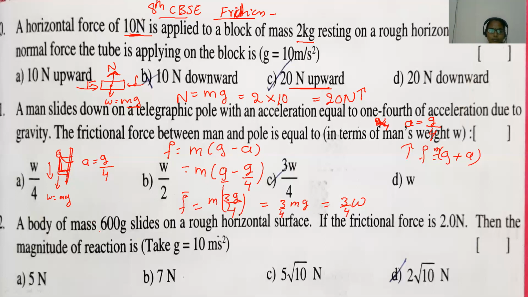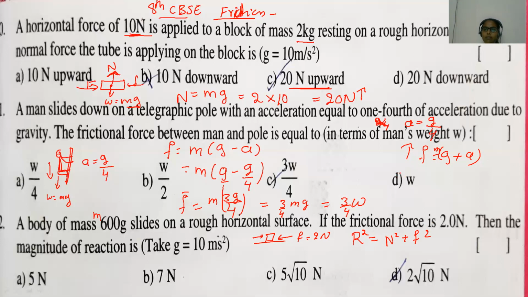Okay, next question. A body of mass 600 grams slides on a rough horizontal surface. Just imagine a horizontal surface, one block is there, just sliding. Frictional force, how much, children? Small f is 2 newtons. This is the mass of the block. Then the magnitude of the reaction force is how much? You need to calculate the reaction force. So R is equal to what, children? Okay, R square you take. Reaction force R square is equal to N square plus F square. Understood, children?